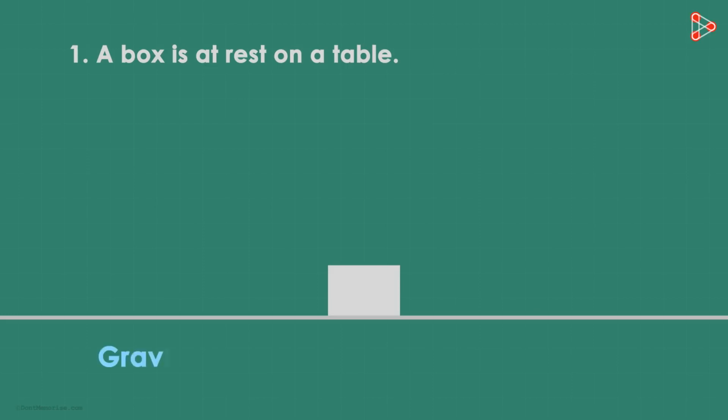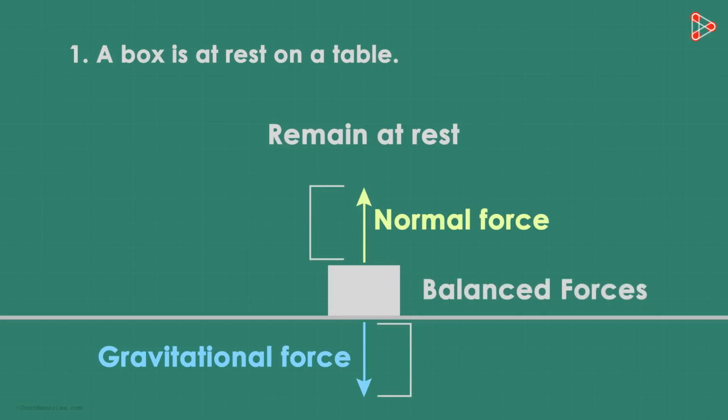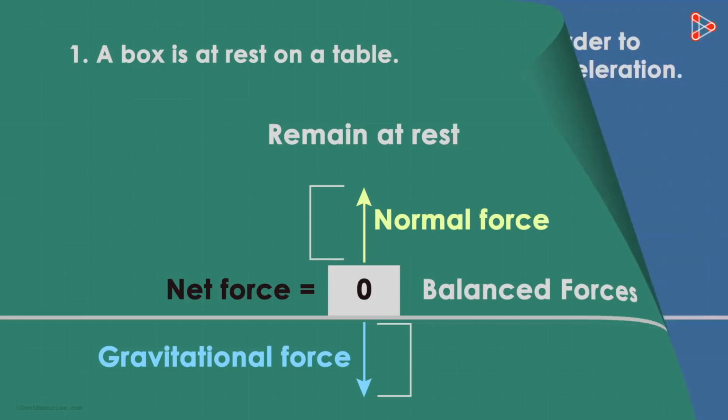First, there is a force of gravity acting on it. It will be downwards. And then there's a normal force acting upwards. As the forces are equal and opposite, the box does not move at all. It continues to remain at rest. And also notice that the size of the arrows is the same. The forces are balanced and the net force is 0. Now why don't you try drawing the free body diagram for the second situation?